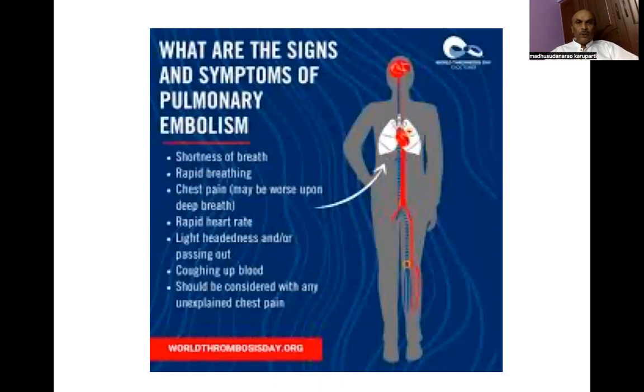So this picture shows the signs and symptoms of pulmonary embolism. A picture representation: presents with shortness of breath, rapid breathing, chest pain, rapid heart rate, lightheadedness as if passing out, coughing up blood, that is hemoptysis. So with these symptoms, you should have the suspicion and consider unexplained chest pain as a possible sign of pulmonary embolism.